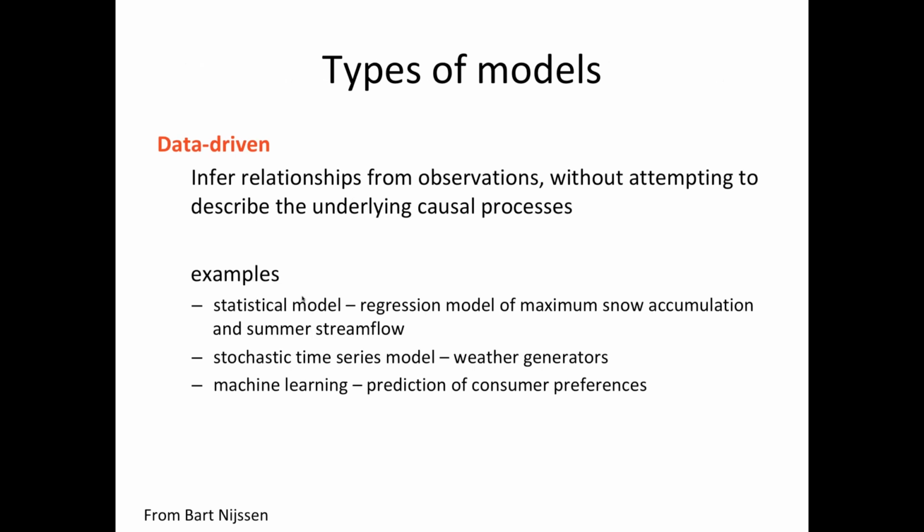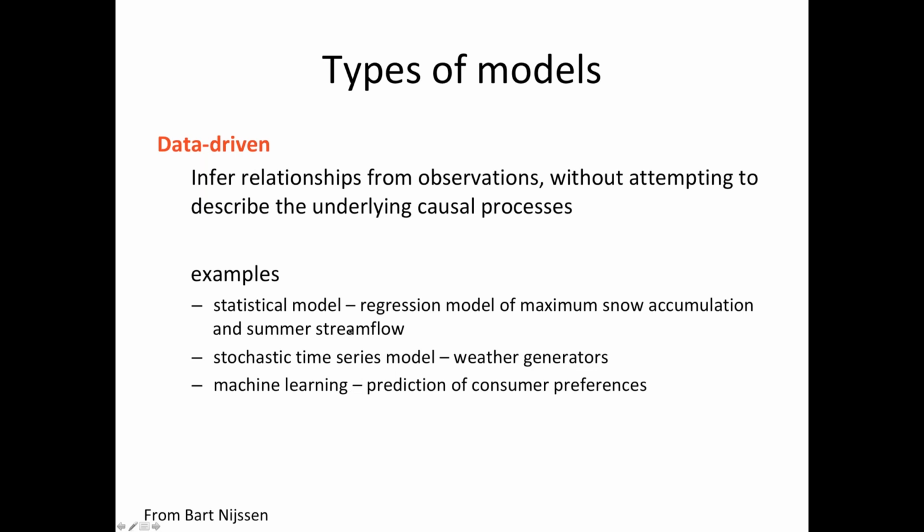There are a lot of different models when you think about any kind. The most straightforward and some of the earliest developed were data-driven models. These infer relationships from observations, often without attempting to describe the underlying causal processes. The most famous example in the world of snow hydrology is a regression model of maximum snow accumulation and summer stream flow. Other examples could be a stochastic time series model, like a weather generator, it just makes up the weather, or machine learning that predicts consumer preferences without trying to figure out how or why it's doing it.